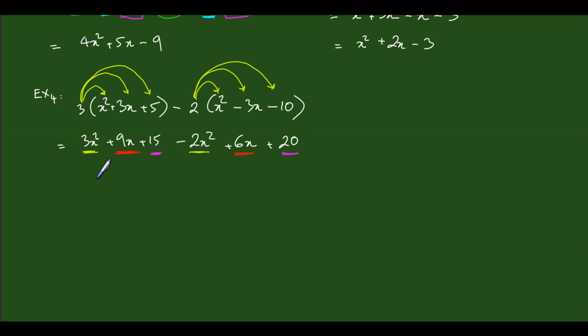Okay. Now we're going to combine like terms. So 3x squared minus 2x squared gives you x squared, right? 9x plus 6x is 15x. 15 plus 20 is all positive, so that gives you 35. So this will be your final answer. Okay, so that is how you add, subtract, and multiply algebraic expressions together.